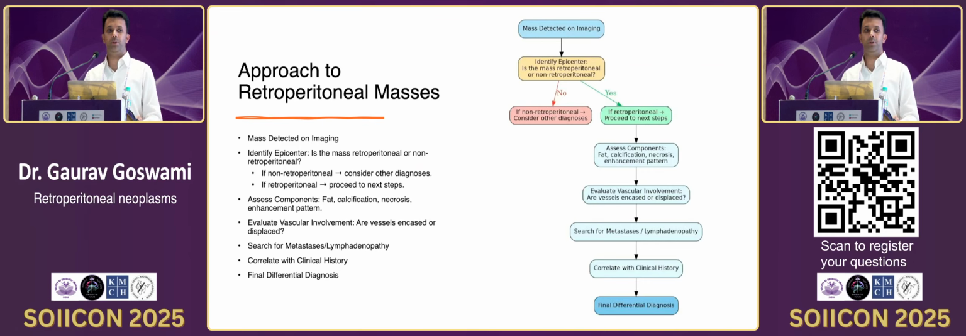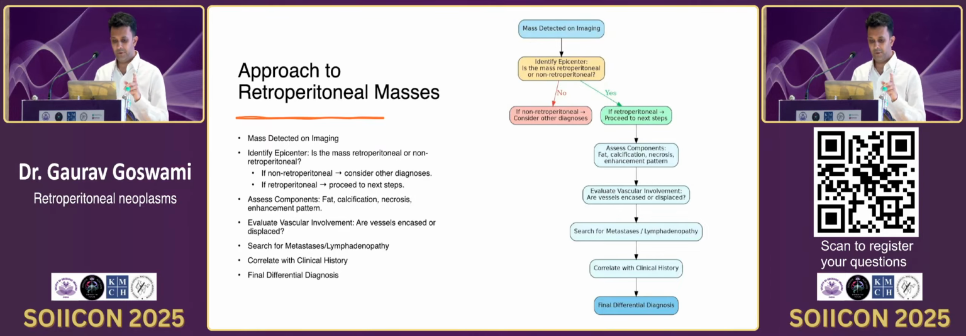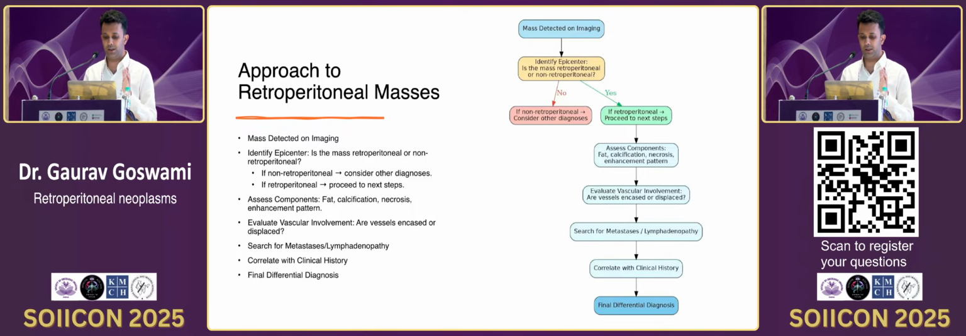How to approach a retroperitoneal mass? First, once imaging has detected a mass, identify an epicenter: whether the lesion originated from an organ or from the space itself. Is the mass of retroperitoneal or non-retroperitoneal origin? If it is of non-retroperitoneal origin, consider other diagnoses. Whereas if the lesion is primarily associated with the retroperitoneum, proceed to the next step. What is that?